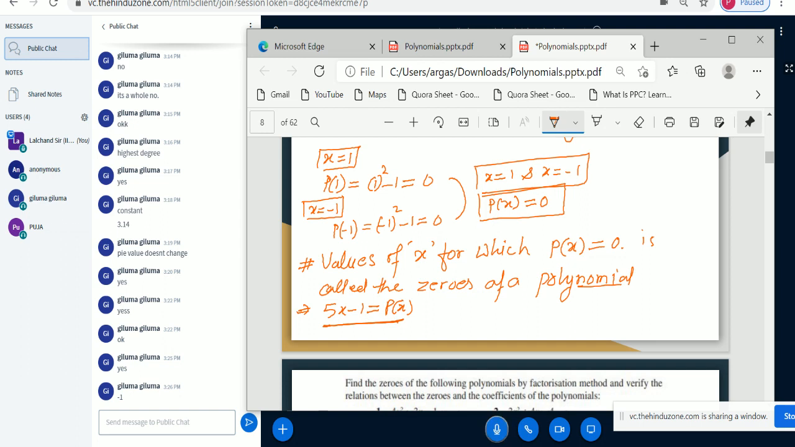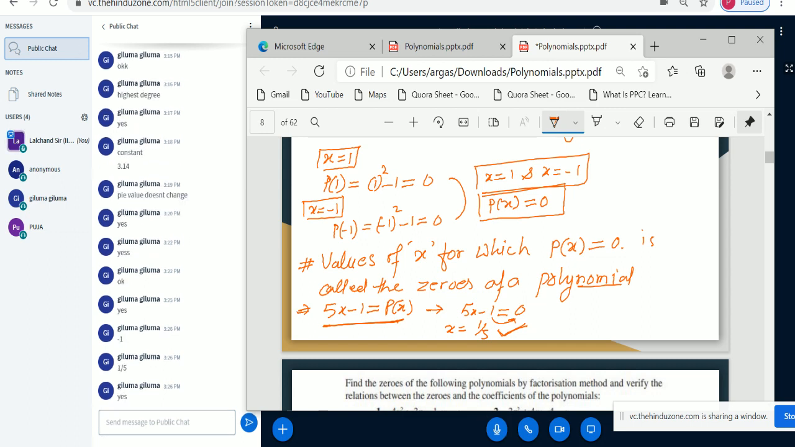The concept behind zero is simple. Just equate this equation equal to 0. Whatever the equation we are trying to solve, just equate that equation equal to 0. If I simplify this equation, then x is equal to 1 by 5 because 1 is transferred to this side. Okay, so this is the zero for this polynomial. I think now this is clear to you. What is the zero for a polynomial? Yes, okay.